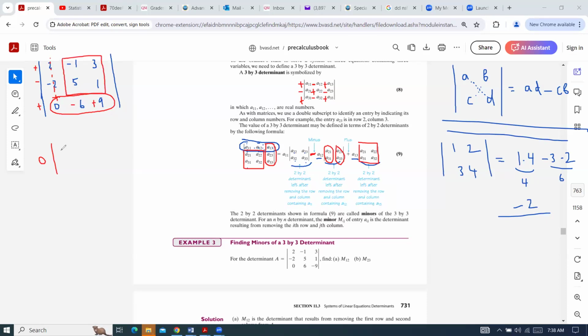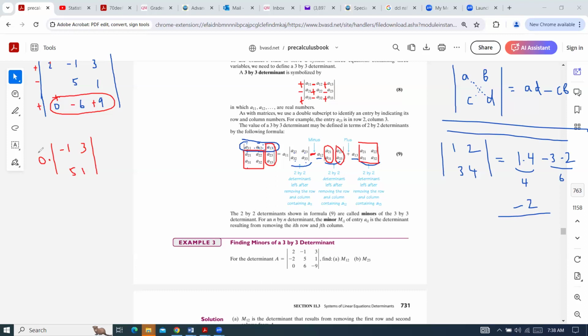So it'll be 0 multiplied by something, and that is equal to 0 anyways, because I'll be multiplying by 0, and that's actually why I selected it. So that's why I think it's always convenient to use whenever we have a 0.